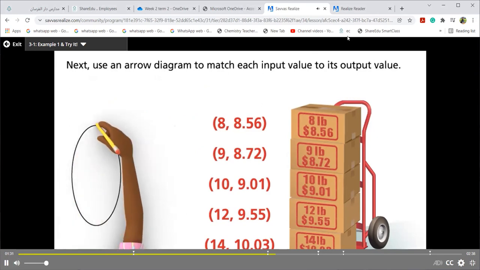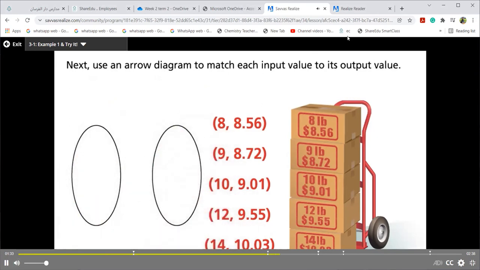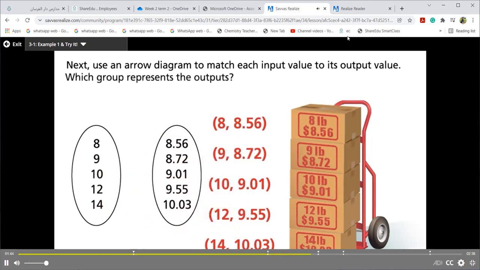Let's use an arrow diagram to match each input value to its output value. 8 pounds on one side, $8.56 on the other. And we can repeat this for the other 4 ordered pairs. Which group represents the outputs? Select your answer. Output. What do you think is output, girls? Is it the first circle or the second circle? Which one is the output?